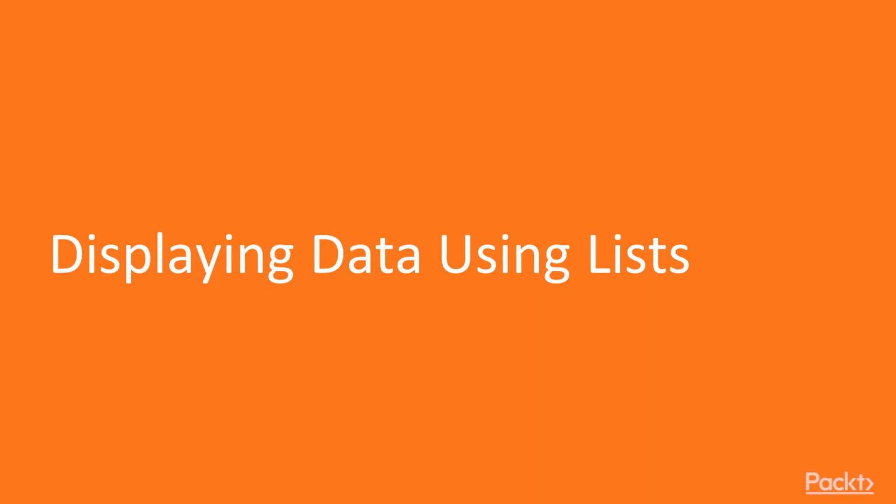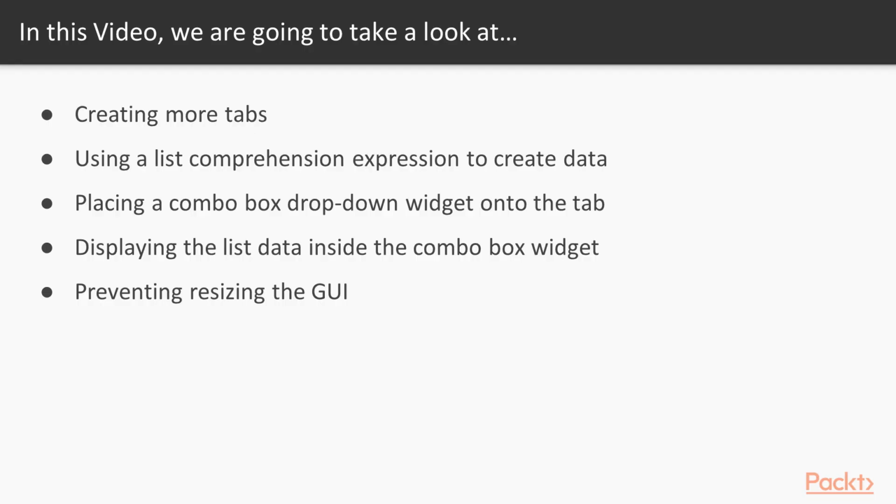In the previous video, we created a tab control with tabs. In this video, we'll be displaying data using Python lists. We'll be first creating more tabs, then we'll use a list comprehension expression to create the data. We'll place a combo box drop-down widget onto the tab. Then we'll display the list data inside of the combo box widget. And in the end, we also look at a way to prevent resizing the GUI.